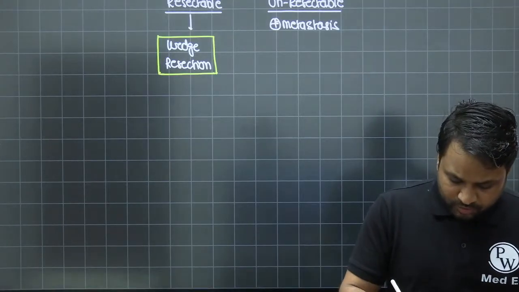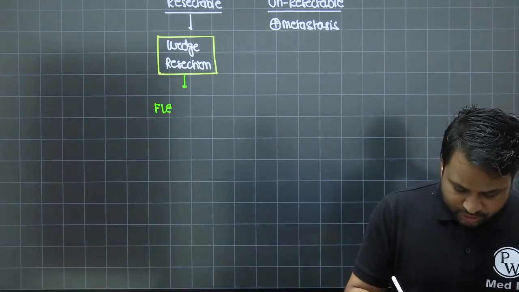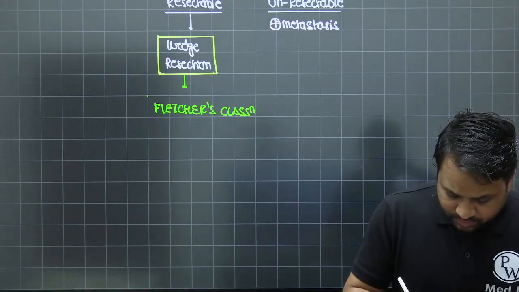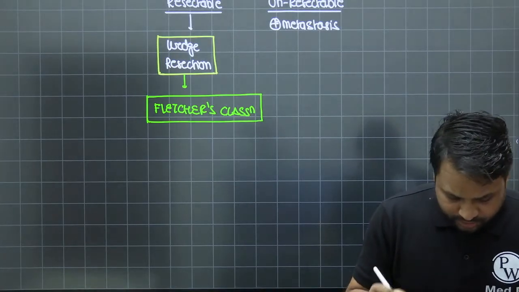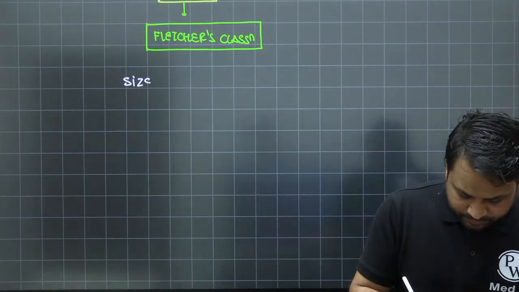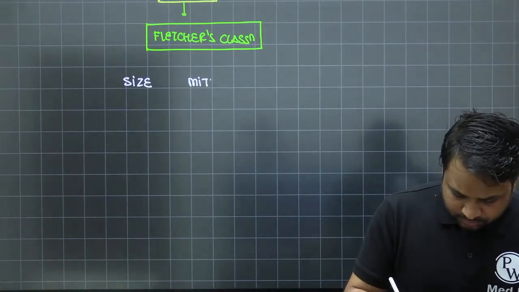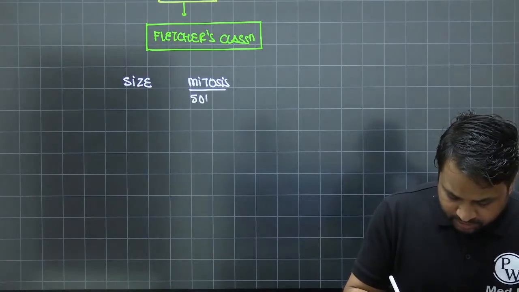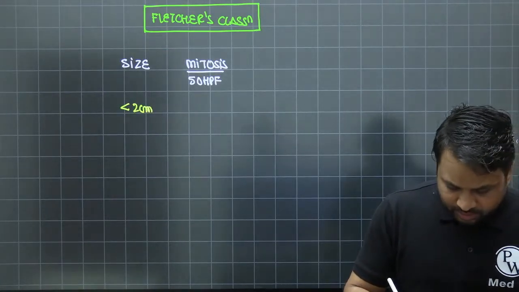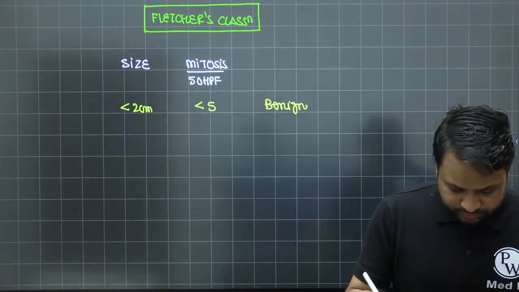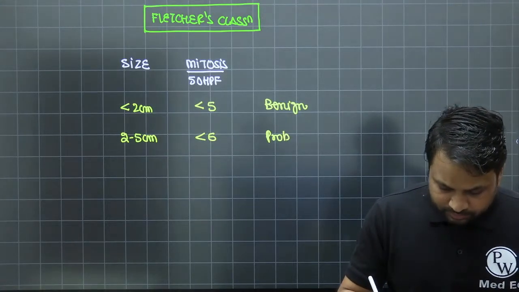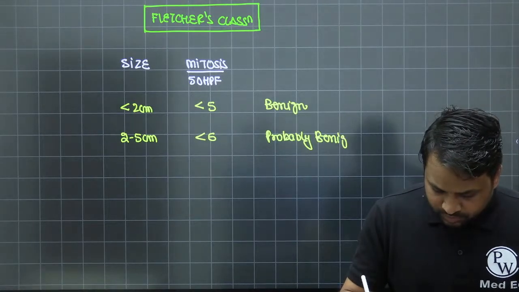Now, for that, we follow a classification called Fletcher's classification. I will give you a simplified version. In Fletcher's classification, I'll be considering the size and the number of mitoses per 50 high power fields. Size less than 2 centimeters, mitosis less than 5: this is a benign lesion. Size between 2 to 5 centimeters, but mitosis still less than 5: probably benign.